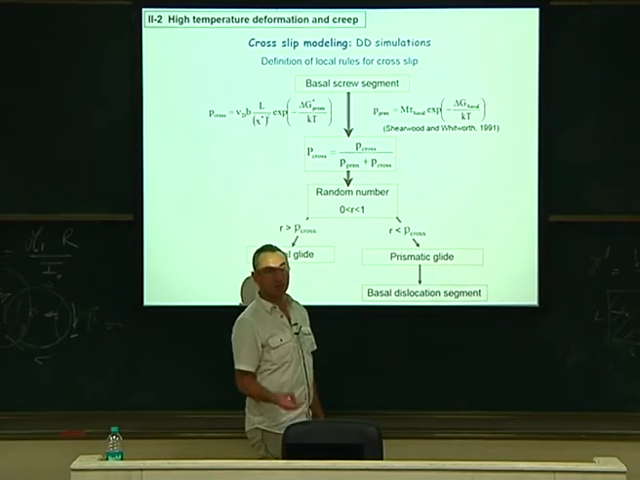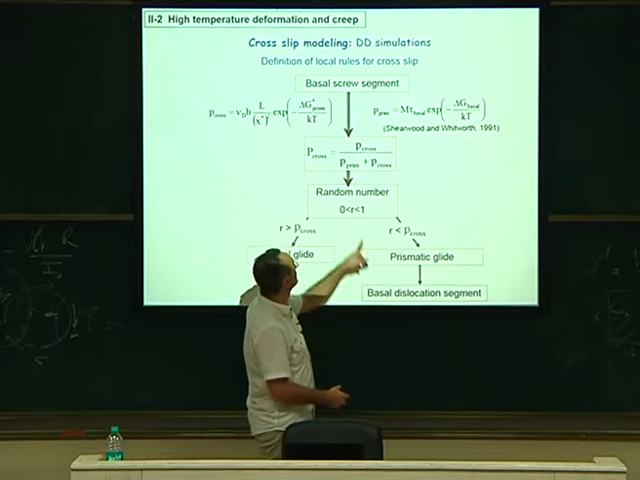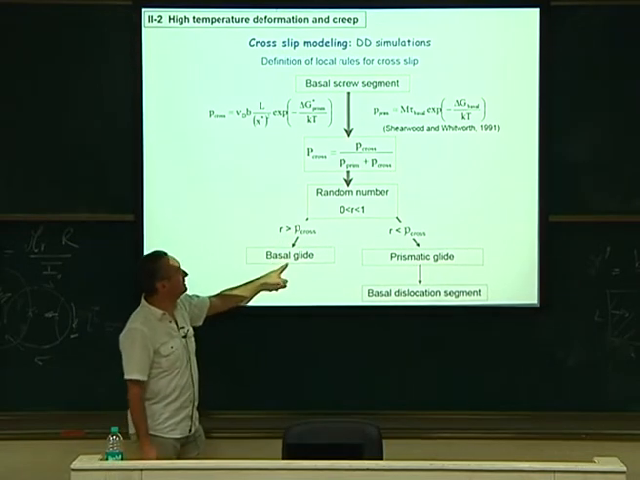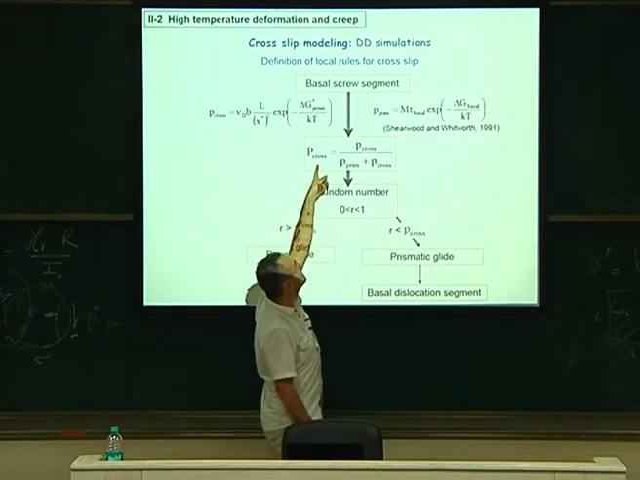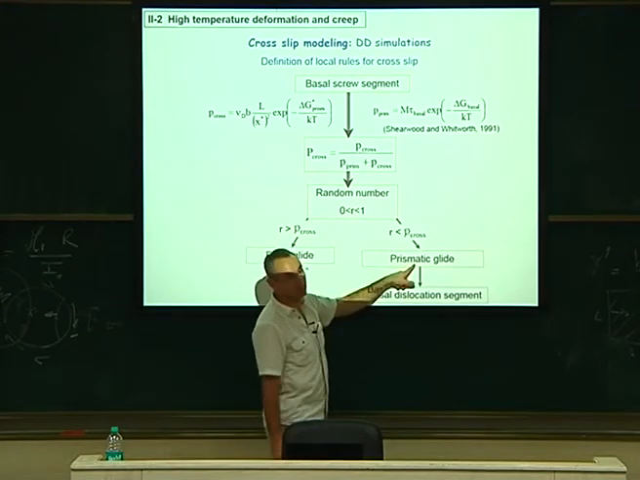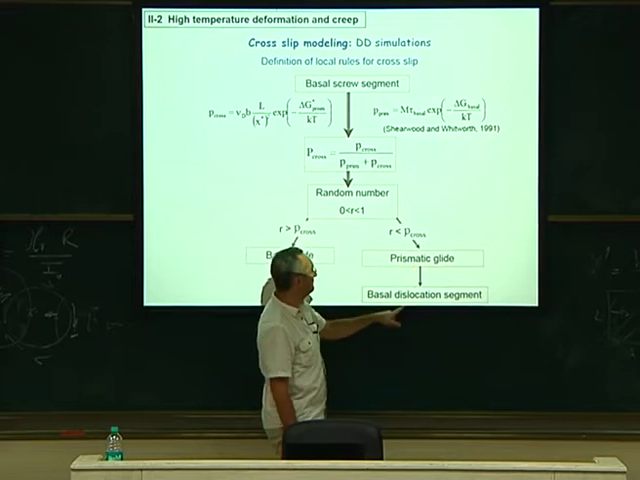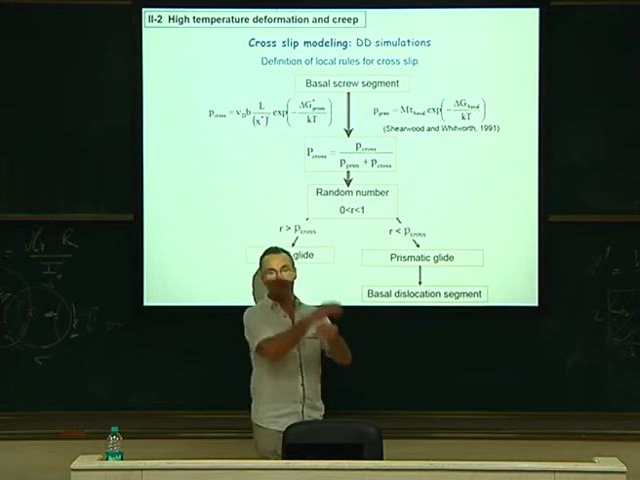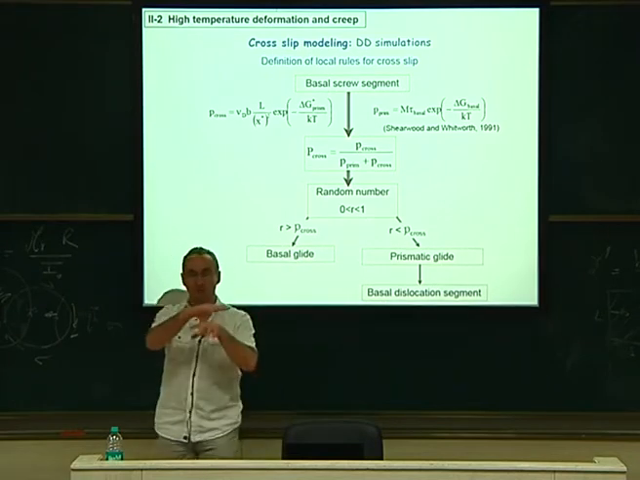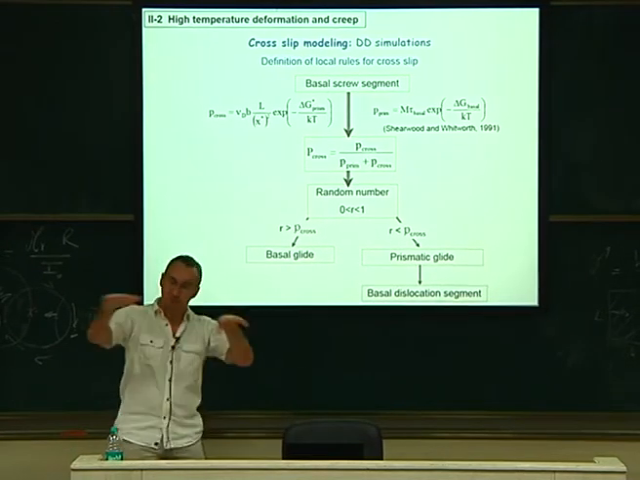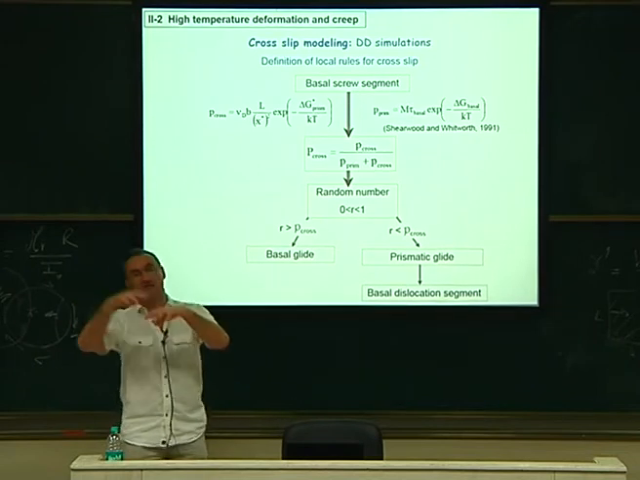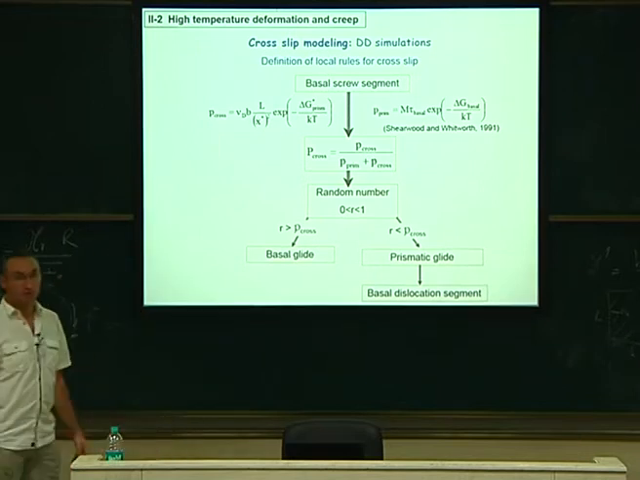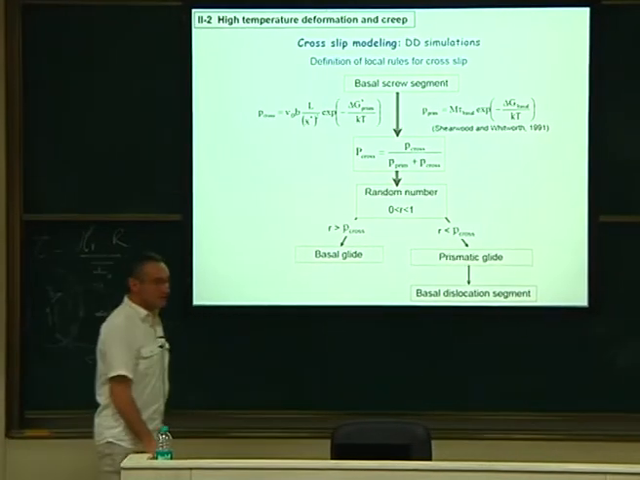From that, you take a random number between 0 and 1 in the computer. If it's bigger than this probability, then you will glide in the basal. If it's lower than the probability, you will glide in the prismatic. Then your dislocation has glided in prismatic, and you say that now it is again a basal dislocation. So you dissociate in the prismatic or in the basal again. You move a bit, and then you say you are still a basal. And at the next step, it will check if it wants to move further or not. So this is what we put in the code. It's very simple.